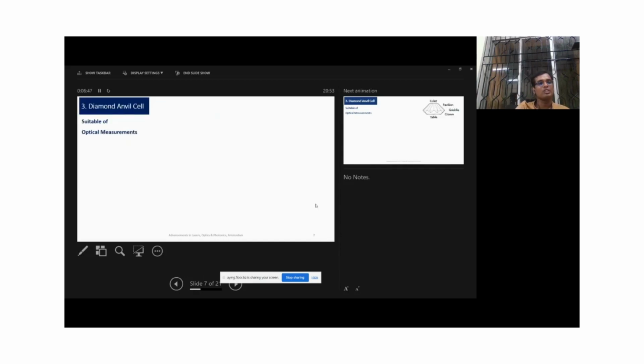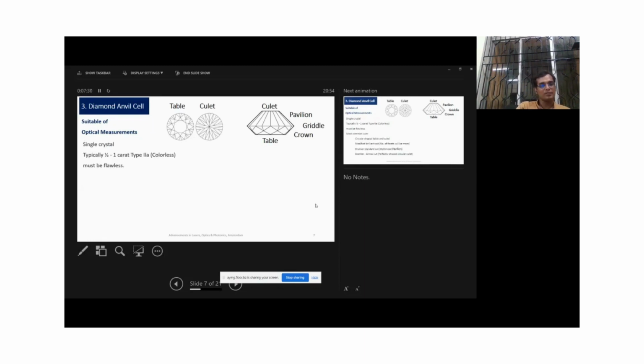So the diamond anvil cell, as I said, is a device that could be used for high pressure measurements with the window for the laser purposes. For example, in the diamond anvil cell we are using, there are important dimensions and important parts of the diamond: the culet, table, pavilion, girdle, and crown. This is the naming we are using. We know that the table is the bottom face, and the culet is the top face where the sample will be loaded.